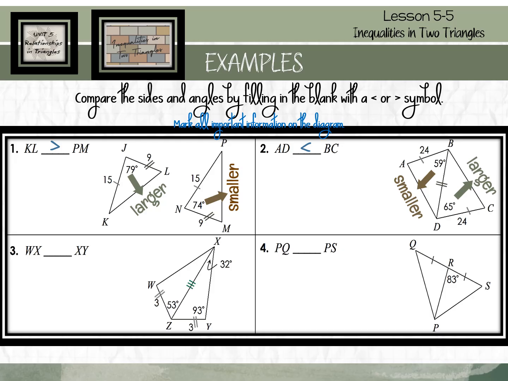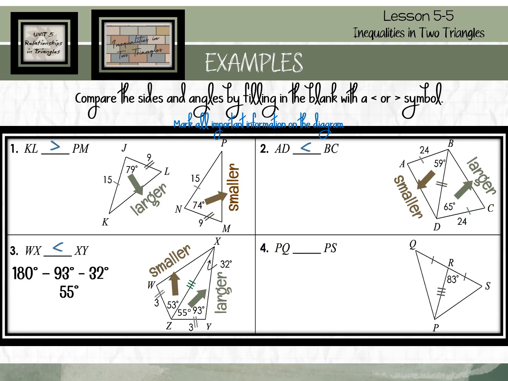Two sides with 3, and we have a shared side. We have the included angle on the triangle towards the left, but we don't on the one towards the right. But we know all three angles of a triangle add up to 180. So if we take away the 93 and the 32, we get 55. That's the included angle. So now we're looking at the sides opposite those angles. 53 is a smaller angle, so it has a shorter side. 55 is a bigger angle, so it has a larger side. And we have WX first, so that's going to be less than.